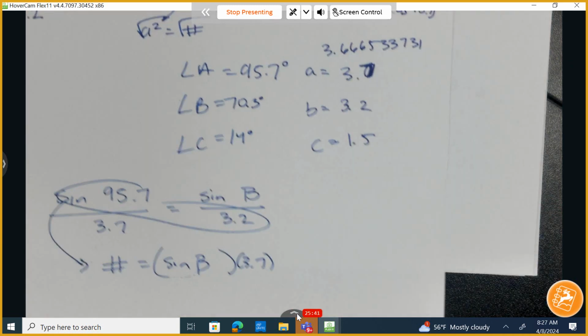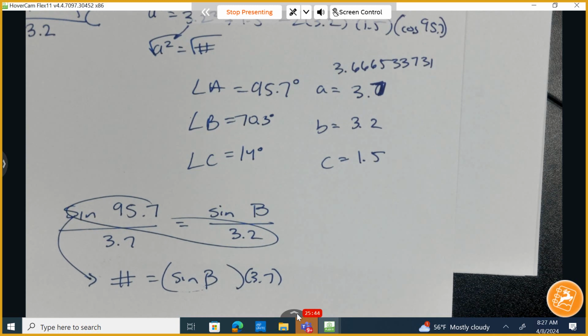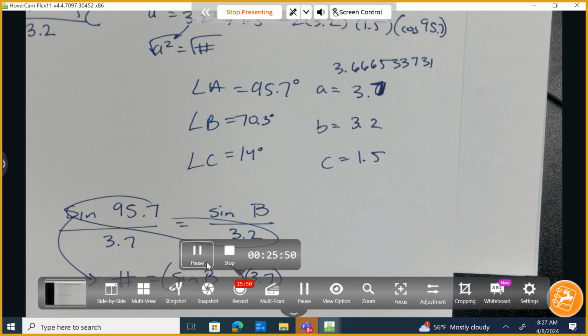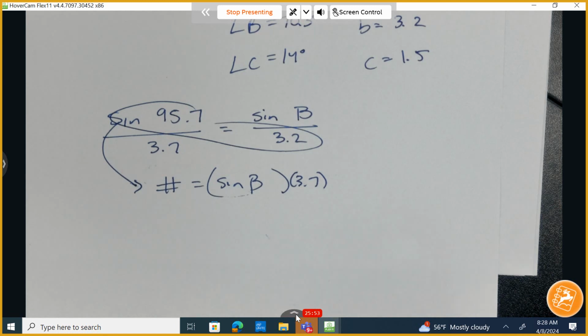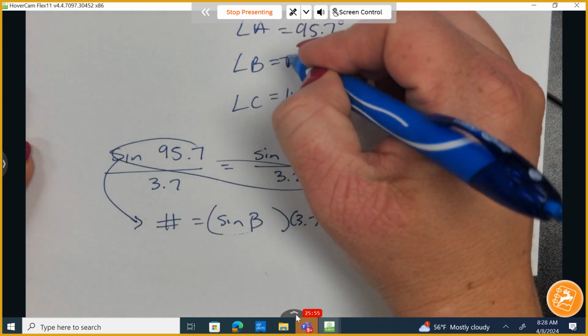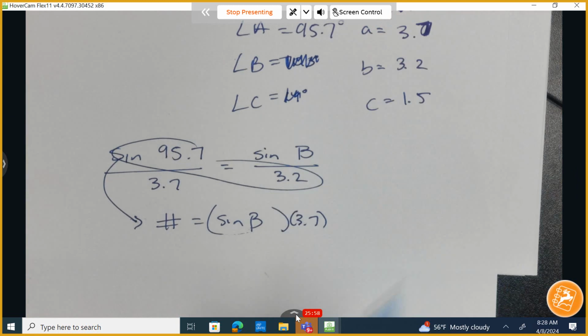Who has approximately the same answers? Thumbs up, thumbs down. We are not. No? Right, so when I asked who has the same answer as me, nobody had the same answer. I must have plugged something in wrong. So let's go back and check this right now.